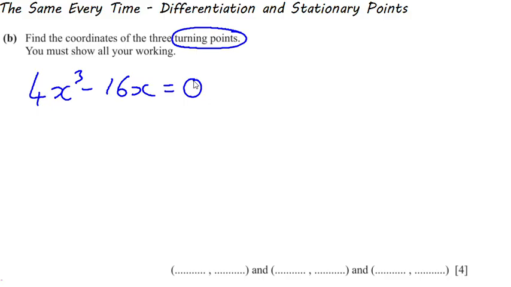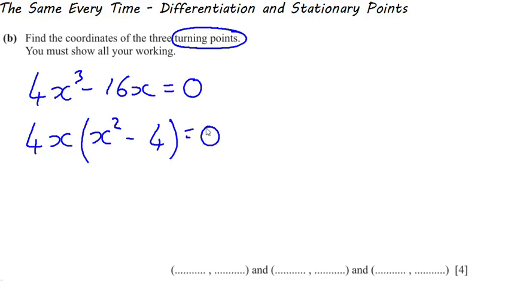What we need to do with this kind of thing is factorize. So factorizing 4 and 16, highest common factor 4. Look at the letters. X to the power 3, x cubed, x to the power 1. Take out the smallest power of x, which is x to the power 1. 4x times what makes x to the power 3? That's x to the power 2. And then 4x times what makes negative 16x, negative 4. So that's equal to 0.